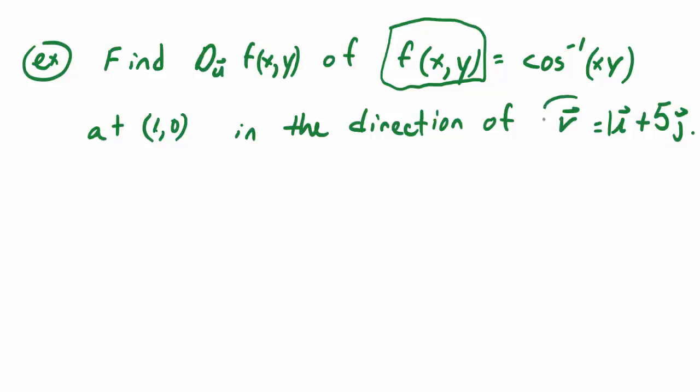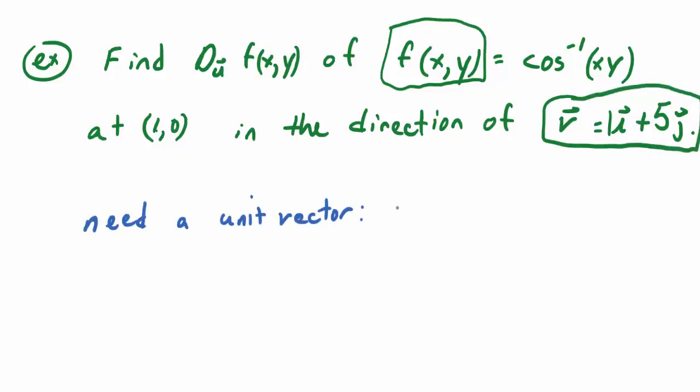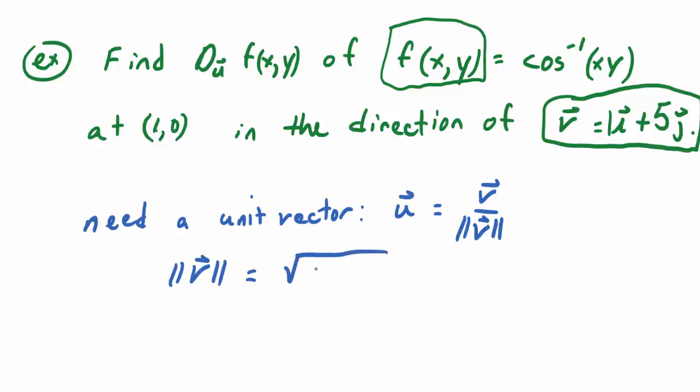So this is not a unit vector. We need to take u, we'll call u our unit vector, but then take v and divide it by its magnitude to get u. What's the magnitude of v going to be? I'll bet it's the square root of something. 1 plus 25, 26, root 26 rather.